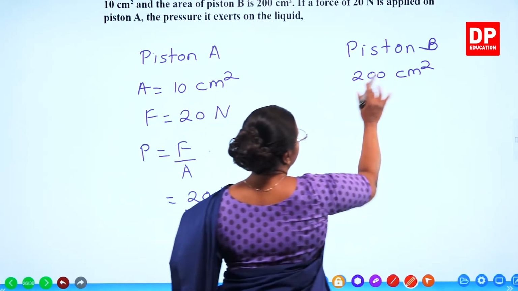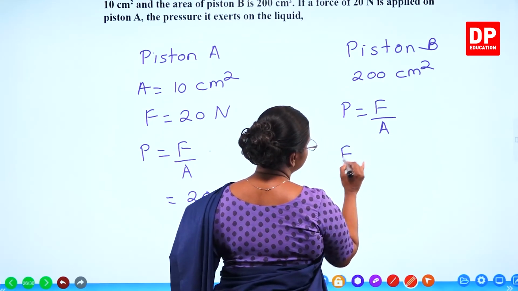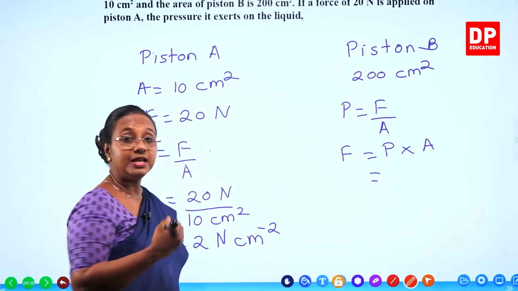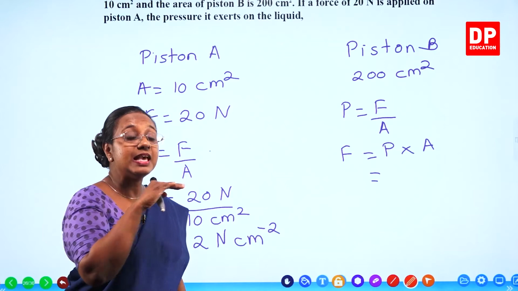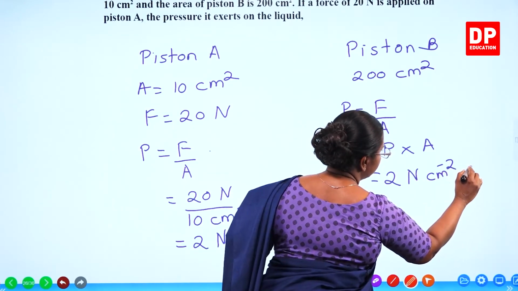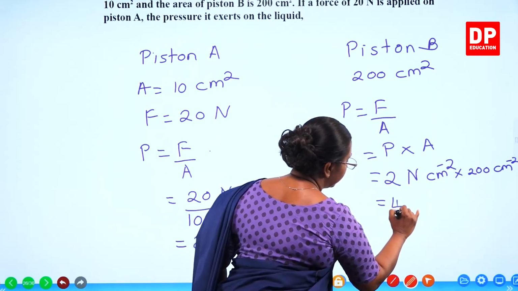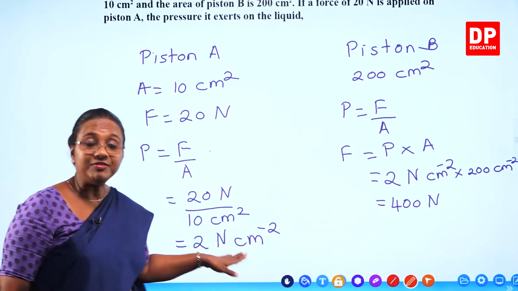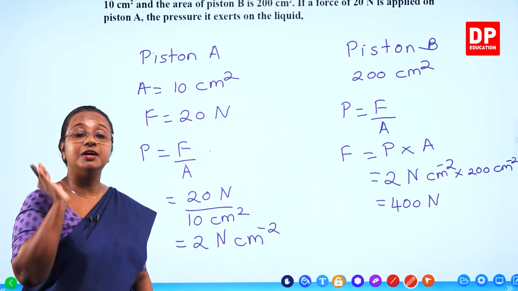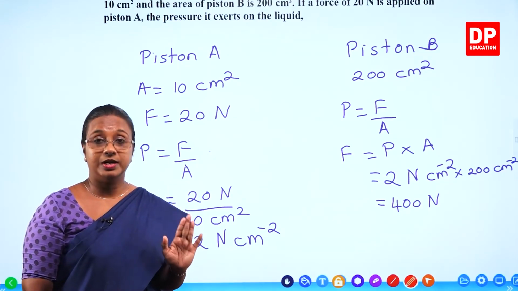Using that, we can calculate the force here. Again, pressure equals force over area, but we rearrange to calculate force: pressure times area. Pressure is the same as here. Why? The same pressure is transmitted, and the pressure at the same level of the liquid is the same. So 2 Newton centimeter^-2, and the area is 200 centimeter squared. That will be equal to 400 Newton. We have done the calculation before also. So by applying a force of 20 Newton, you are able to exert a force of 400 Newton. That is how the hydraulic press works.